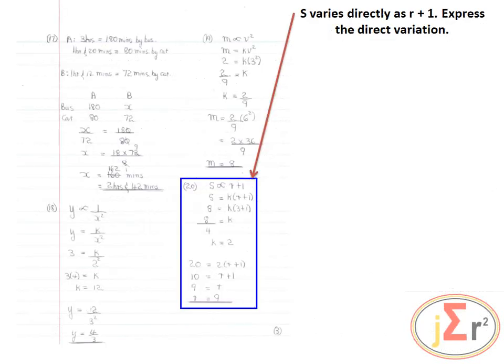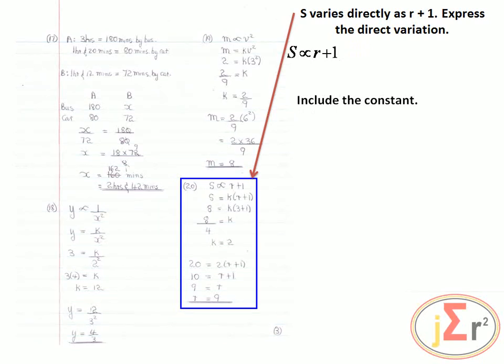Now we will finish up by solving this direct variation problem, and as a matter of fact we will consider a few takes on solving that problem. S varies directly as r plus 1, and we will express that direct variation. So S is proportional to R plus 1. Include the constant as usual.